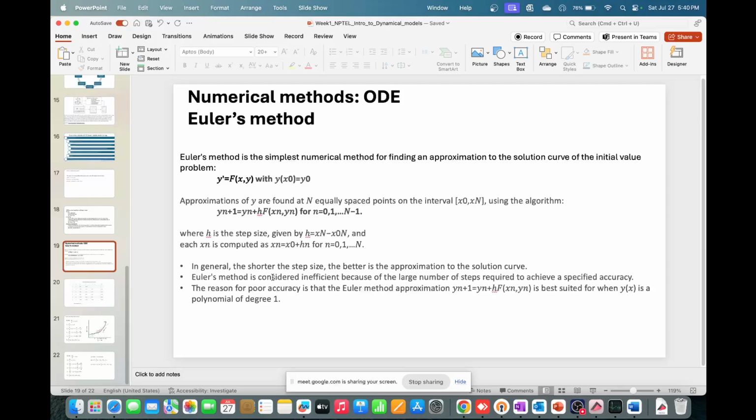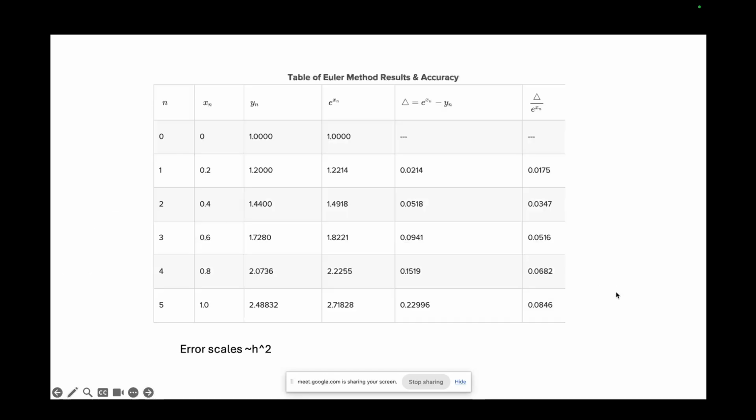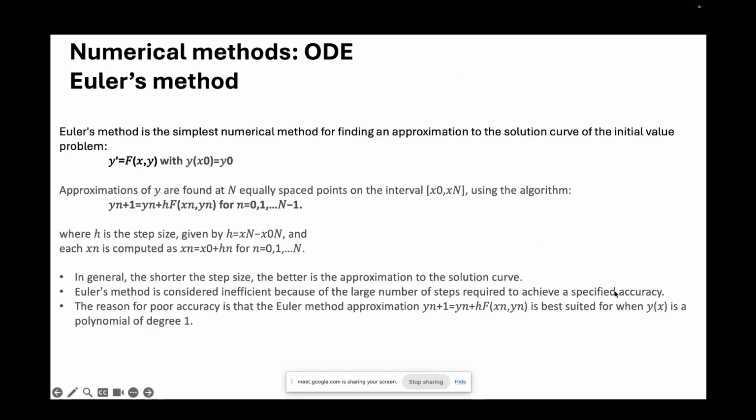So here also, I have mentioned the shorter the step size, the better is the approximation to the solution curve. And Euler method is considered inefficient because of the large number of steps required to achieve a specified accuracy. And the reason for poor accuracy is that Euler method approximation is best suited when y(x) is a polynomial of degree 1. The moment it becomes a square or a cube or a to the power 4, the errors tend to increase dramatically. So this is something that you need to keep in mind.